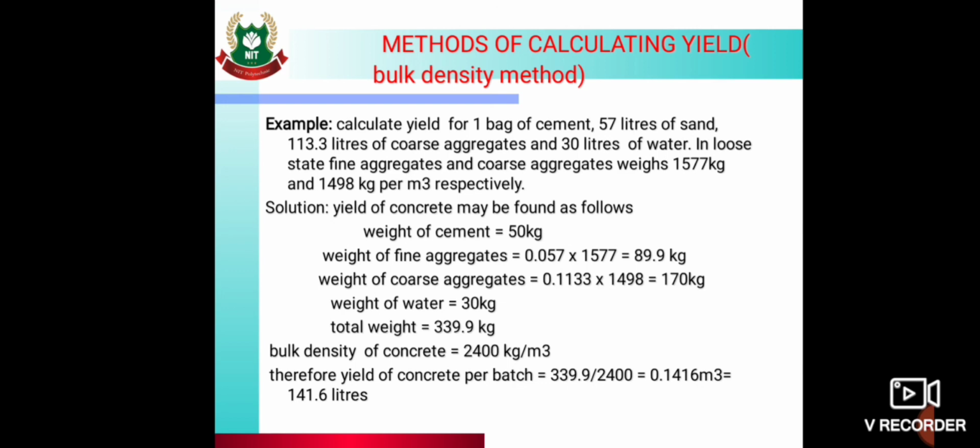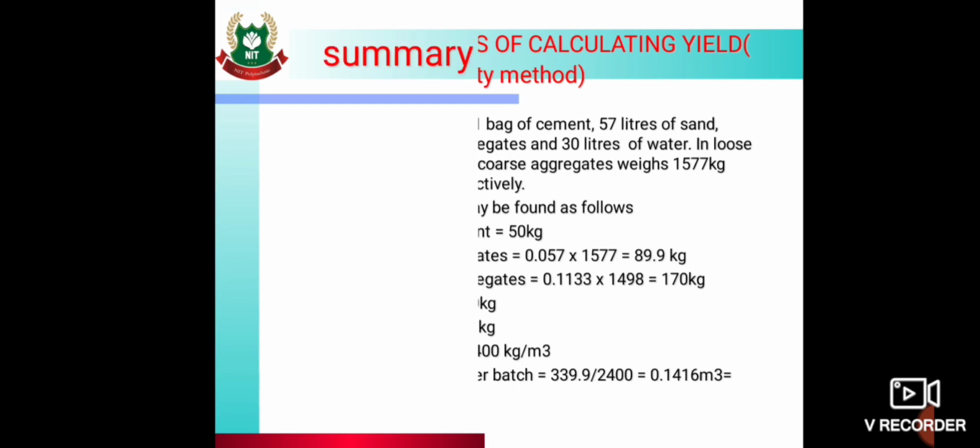So bulk density of concrete is 2400 kg per meter cube. This is the standard value. So we will calculate the yield, that is total weight upon bulk density. So value comes out to be 0.1416 meter cube or 141.6 liters.